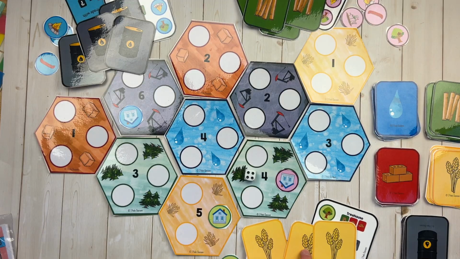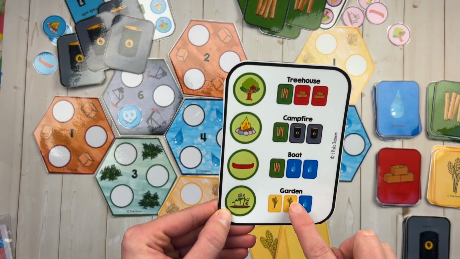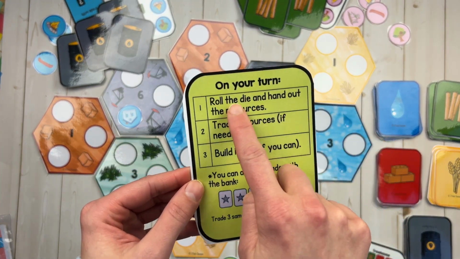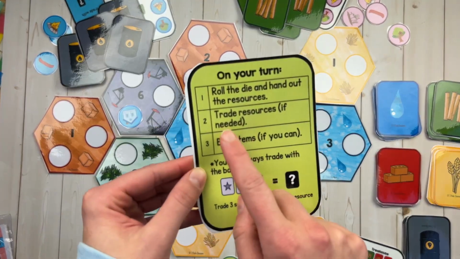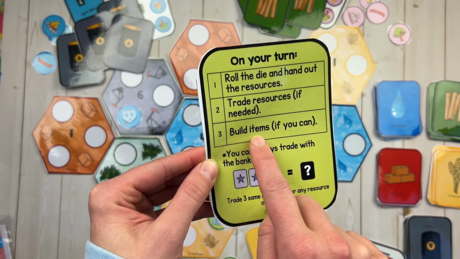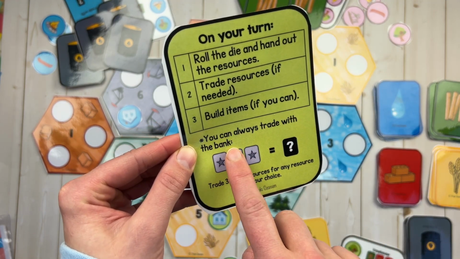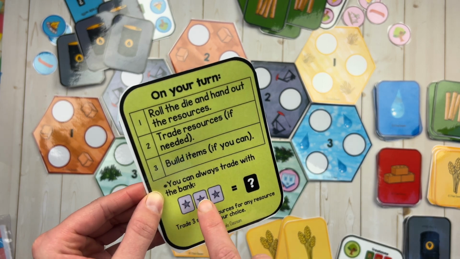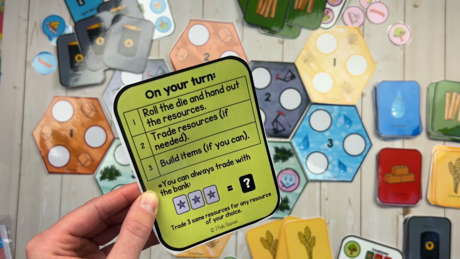But we need to trade, we need to trade so that we can build these things. So this card tells me what I can do. On my turn, I can roll the die and handle the resources. That's what we've been doing. I can also trade resources if I need them, and I can build something if I have the resources. I can always trade to the bank. So if I can't seem to trade with my partners, I can trade 3 of the same card for 1 card of my choice from the bank.